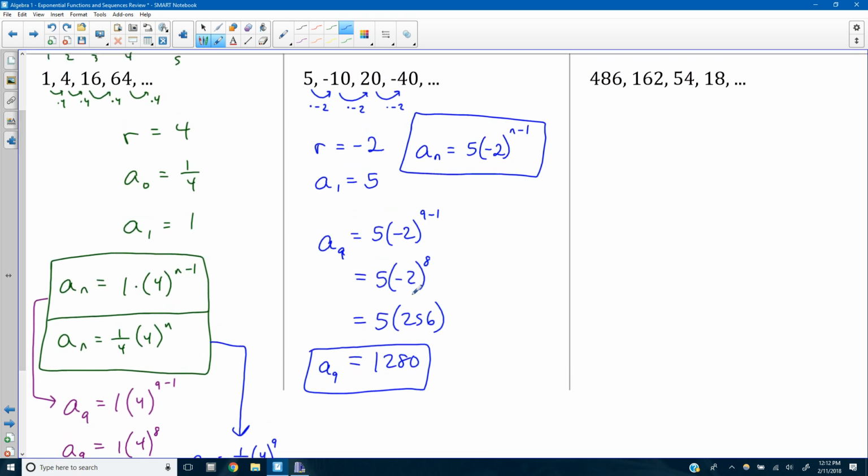Now, this was positive. Negative 2 to the 8th power is a positive number. The first term is positive. The third term is positive. Fifth term is positive. Seventh term is positive. Ninth term is positive. The odd terms apparently are positive. The even terms are negative. Remember, this isn't the 8th term. It's the 9th term. This is the number of times I multiplied by negative 2.